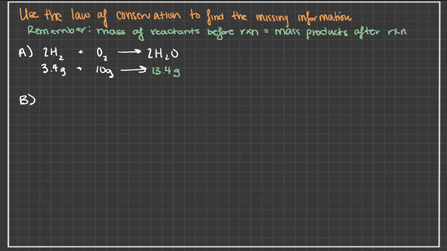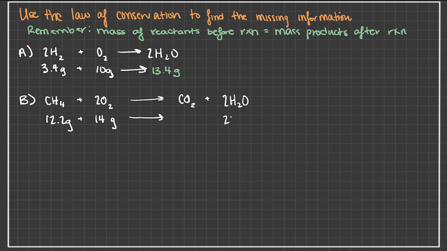In the next example, we have 2 reactants and 2 products, and we have to find the mass of one of our products. So we're going to write out our equation. Again, this has been completely balanced. We have CH4 plus 2O2 reacting together to make products of CO2 plus 2H2O. We have 12.2 grams of CH4 and 14 grams of 2O2. We also know that we have 20.0 grams of water, and we don't know how much carbon dioxide we have.